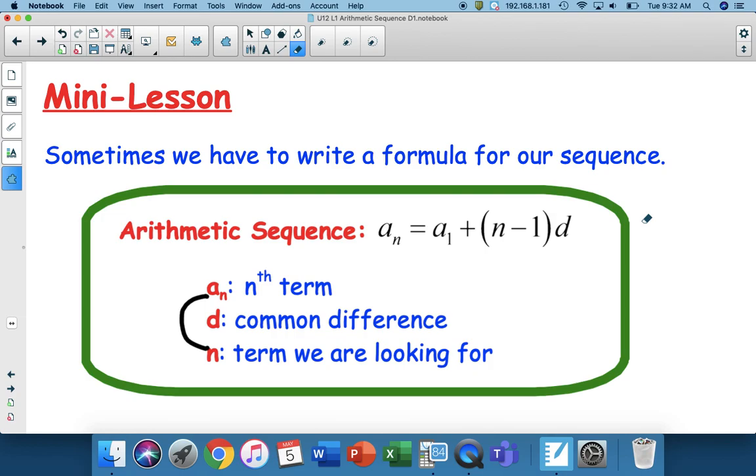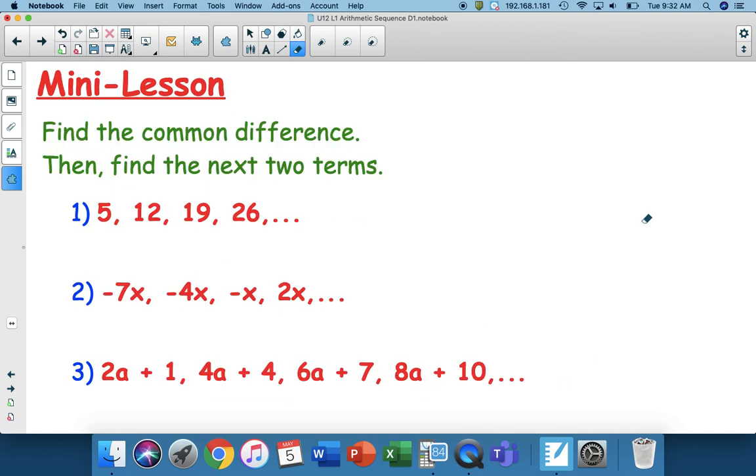Okay, so let's look at an example now. We just want to find the common difference, just trying to find the pattern of each one. That's all we need to do, and then we find the next two terms. For number 1, we have 5 going to 12, 12 going to 19, 19 going to 26. If you can't tell just by looking at it, I added this number to 5 to get 12. I added this number to 12 to get 19. If you can't tell that, that's okay.